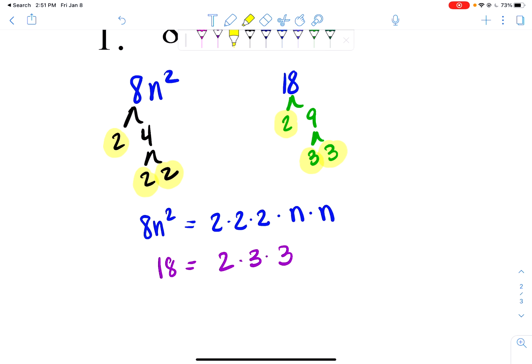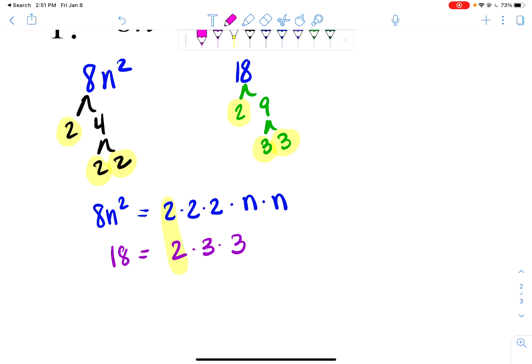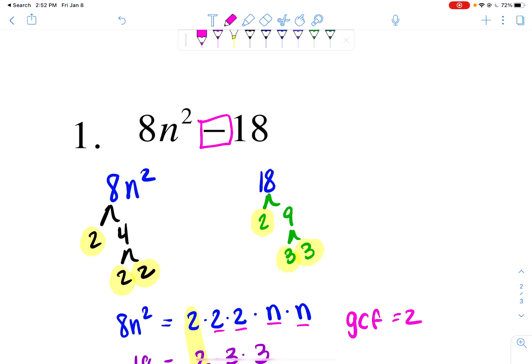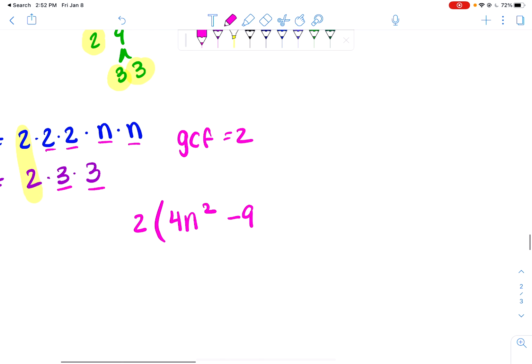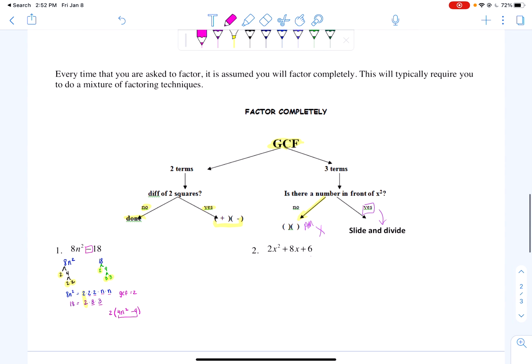Ask yourself what's in common. Both rows have a 2. So I can say that my GCF is 2. So when I do my leftovers, I have 2. 2 times 2 is 4. N times n is n squared, so I have 4n squared. 3 times 3 is 9, and it's a minus 9. If I look, I can actually break apart this 4n squared minus 9 a little further. Here's how I know.